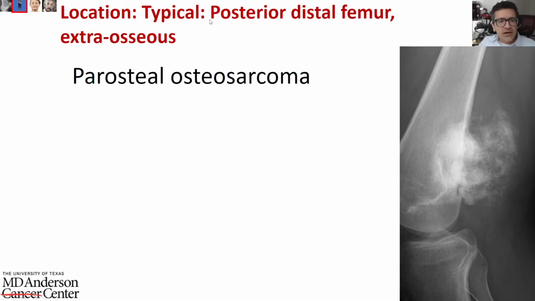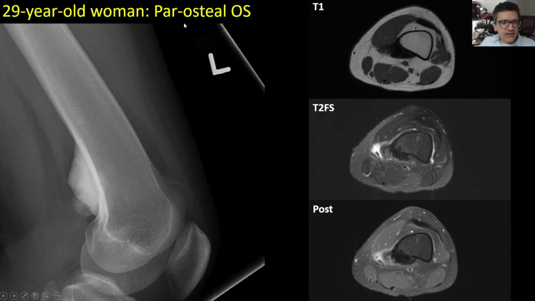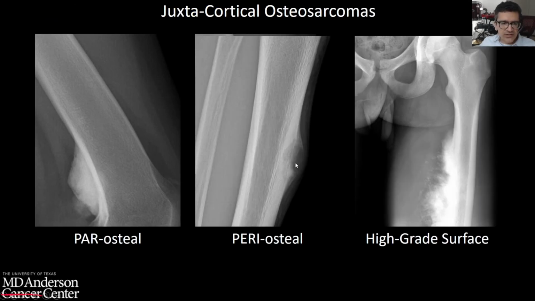Osteoid matrix in the posterior distal femur, you think of paraosteal osteosarcoma. You want to watch out for areas that are dedifferentiated. So these fluffy and dense areas are better differentiated osteoid, and you can start seeing dedifferentiated components if some of that osteoid starts getting eaten up. This is another patient with paraosteal osteosarcoma. You can see this dense ivory matrix back here rising from the posterior cortex of the distal femur. Very typical location for this lesion.